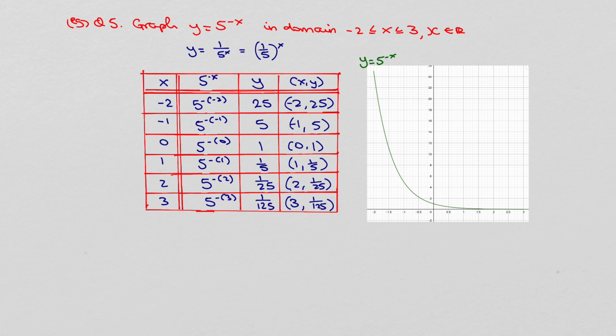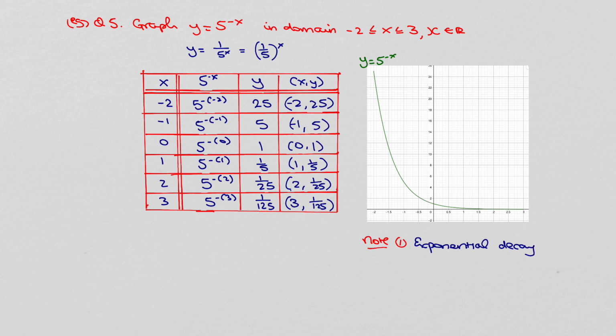In other words, the number is between 0 and 1, and therefore we can see from our graph that it is an exponential decay. Unlike the previous one, which was an exponential growth, this one is an exponential decay curve, and that's because it's a fraction raised to a power.